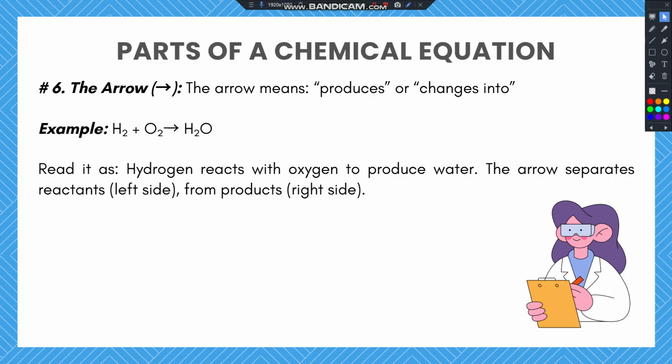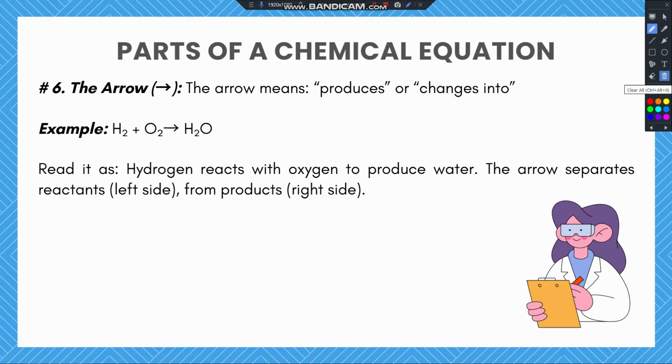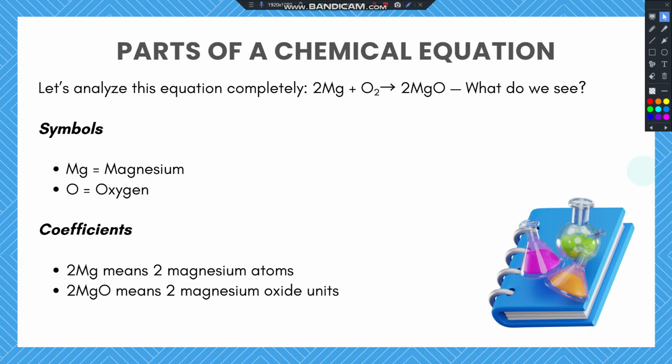The arrow in a chemical equation simply means produces or changes into. So if we're to read this chemical equation in full, it means hydrogen and oxygen produces water. Hydrogen reacts with oxygen to produce water. So that arrow separates the reactants from the products: the reactants on the left hand side and the product on the right hand side.